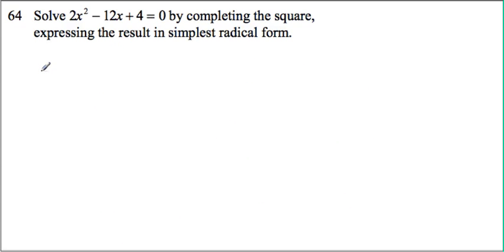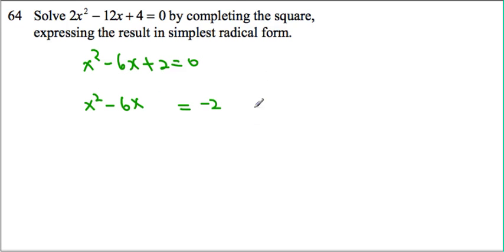Alright, let's look at number 64. Here, when you have a leading coefficient that's not equal to 1, what we want to do is divide by that. Then we end up getting x squared minus 6x plus 2 is equal to 0. And once again, we're going to subtract 2 from both sides. We get x squared minus 6x equals negative 2. Which number can I add? Yes, I can add 9 because that's half of negative 6, and then squared it becomes 9. So we're going to add 9 on both sides.